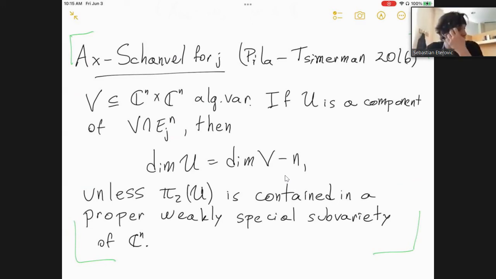Now, I think that whenever I present this theorem, I sometimes feel the necessity of explaining a little bit of the name of the theorem, because it's a theorem named after two people, but it's proven by neither of them. So you might be wondering why Ax and Schanuel are there if this is a theorem of Pila and Tsimerman.